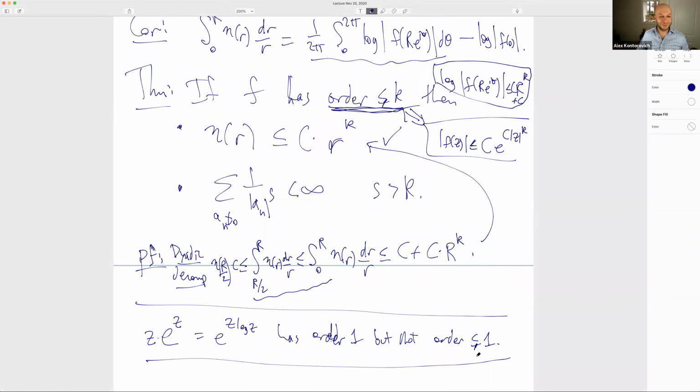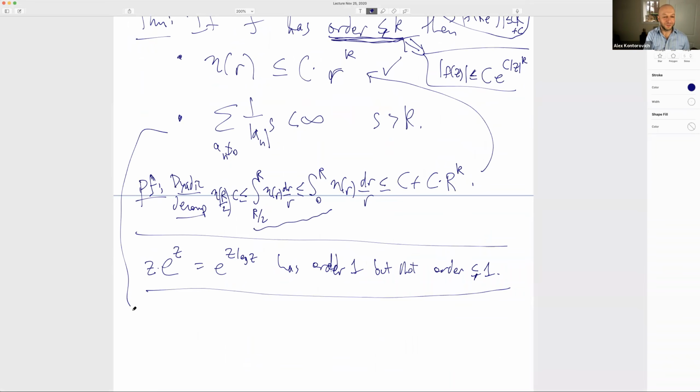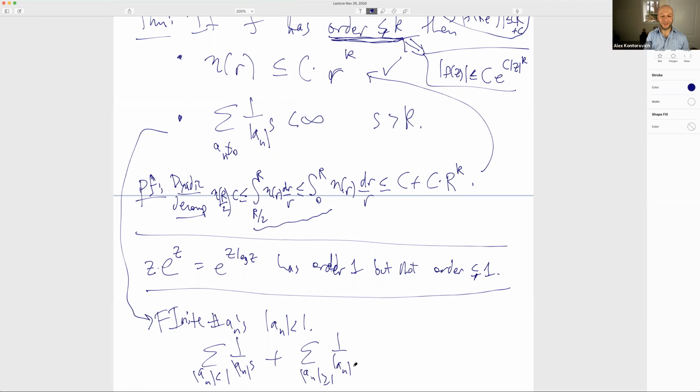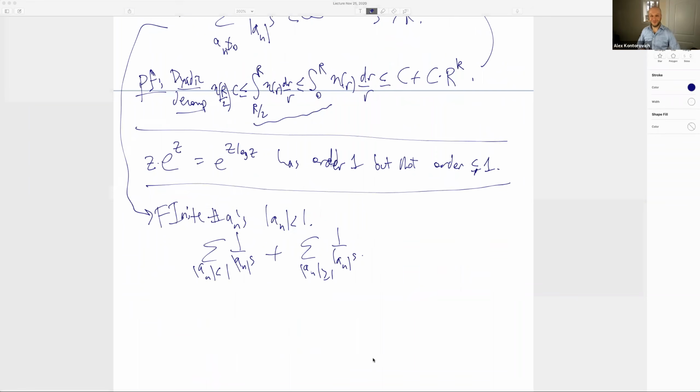All right, let's prove the second thing, and then we're golden. So the second thing, now we're going to do dyadic decomposition. There's a finite sum, a finite number of terms, finite number of a_n with absolute value less than 1. So let's separate those out. There's the a_n less than 1, which is no problem. This is a constant, plus the a_n that are bigger than 1 of 1 over a_n to the s. Okay, this is bounded by a constant.